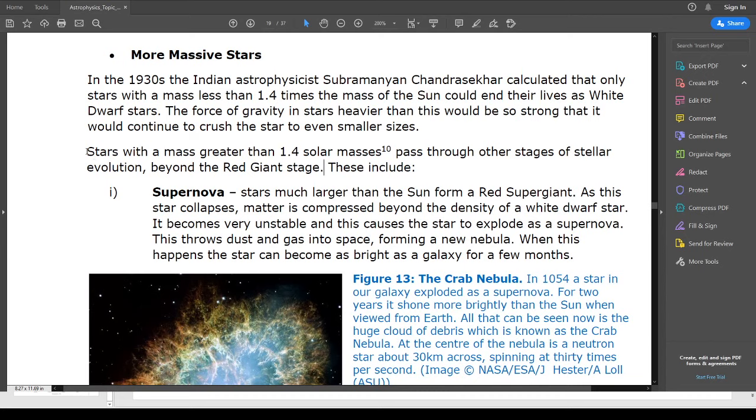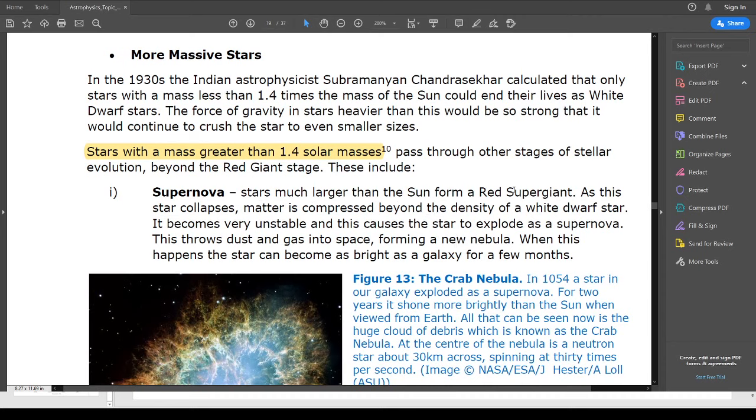Now, what is the condition? When I say more massive, how much more massive? Stars with a mass greater than 1.4 solar mass. So stars that are 1.4 times larger in mass than the sun or more, those stars will go beyond the red giant stage to a supernova. Red supergiant and then supernova, like we have studied here. So what's a supernova?